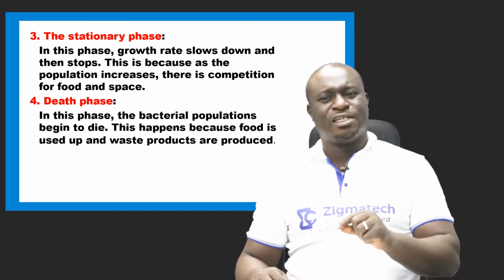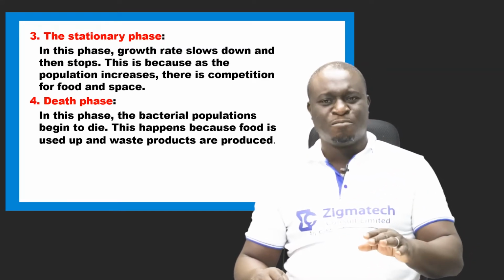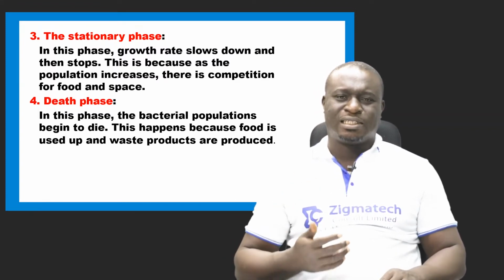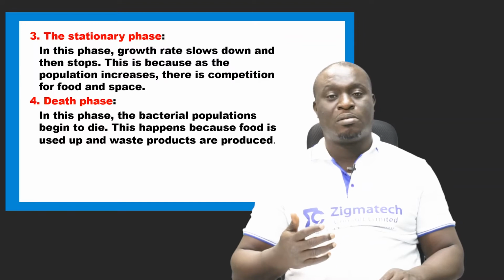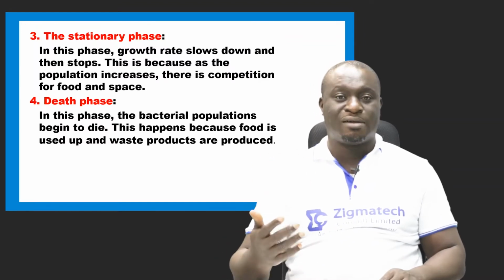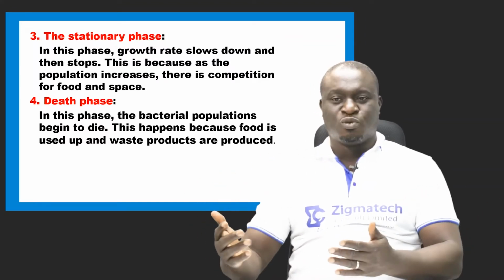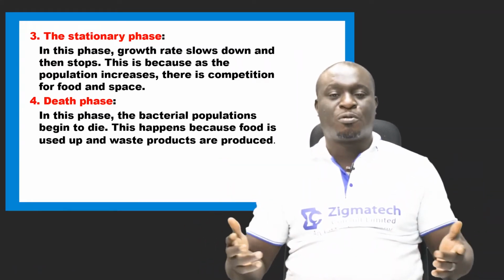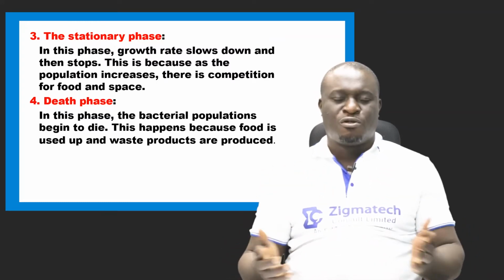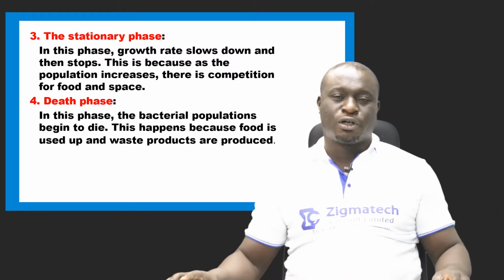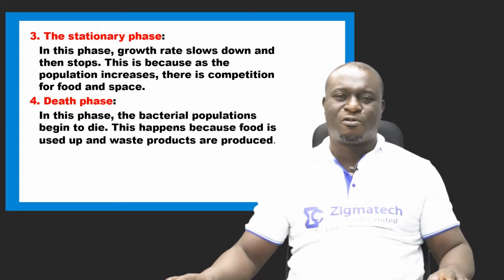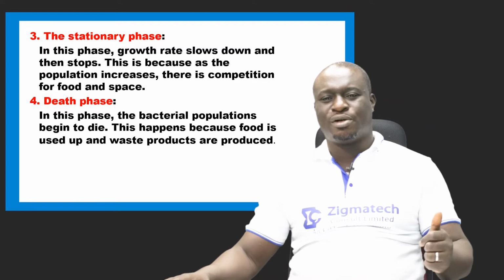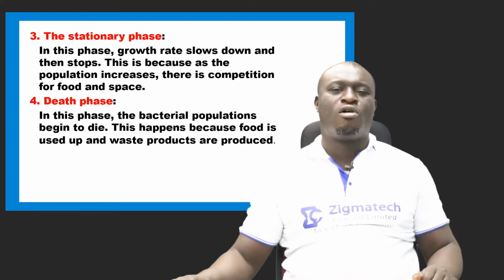And then the fourth phase will come in, which is the death phase. In this phase, the bacterial population begins to die. The bacteria that survive are the fittest. This happens because food is used up and waste products are being produced. So these are the 4 stages: the lag stage, the exponential stage, the stationary stage, and the death stage or phase.